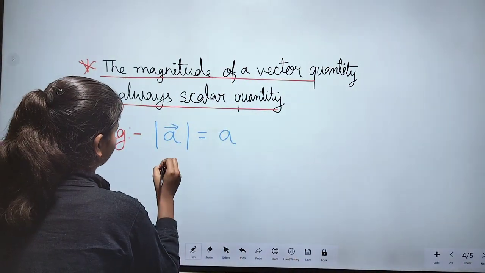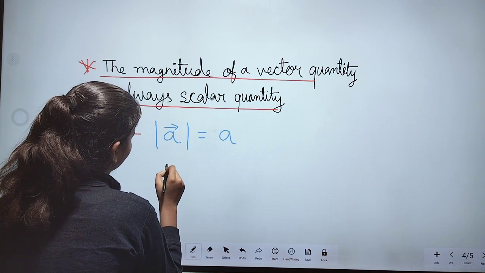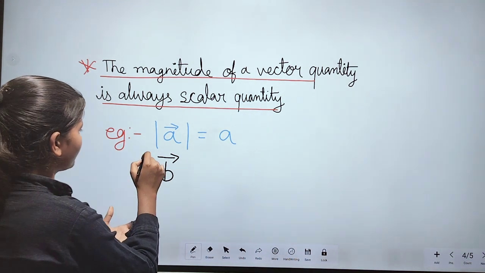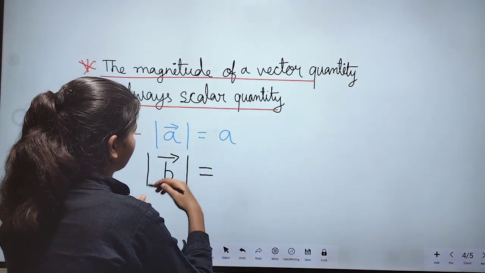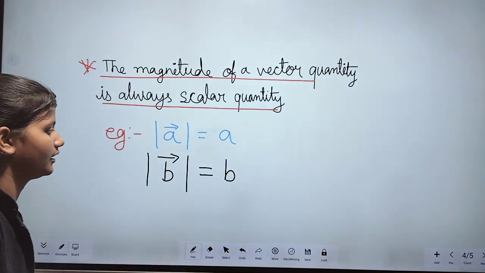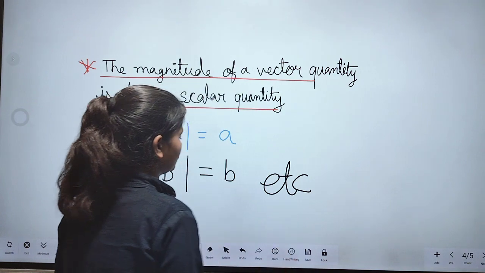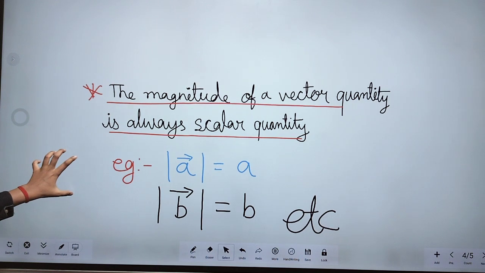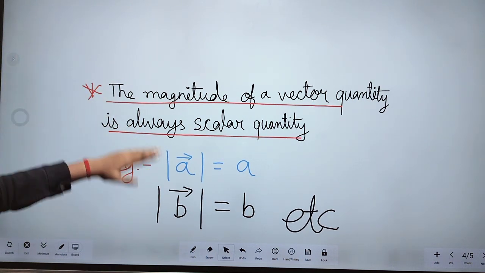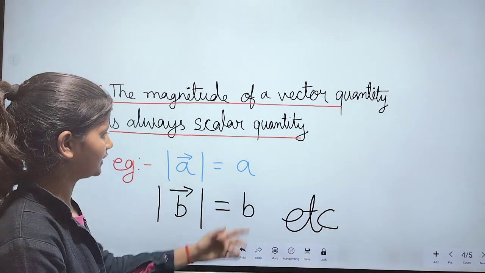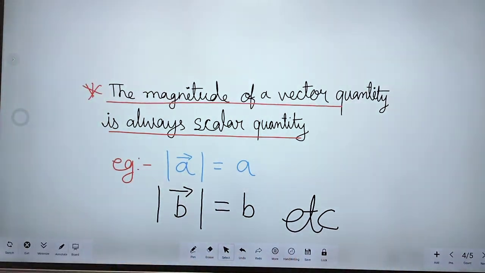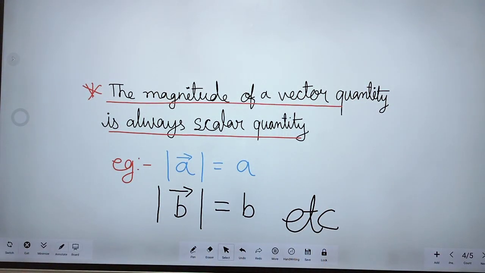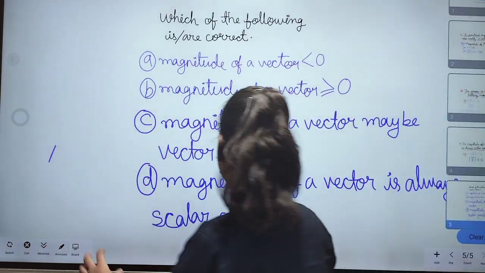One more example, like B vector. This one is a vector, but if we put modulus, then it will always be a scalar quantity. I hope this point is also clear to you: the magnitude of a vector quantity is always a scalar quantity. Why? Because if we put modulus on any vector quantity, the answer will always be a scalar quantity. Now move to our next point.